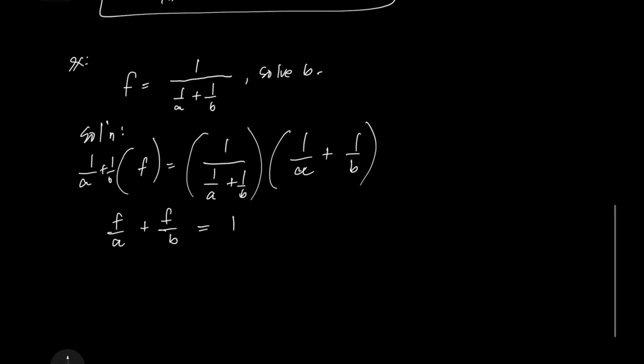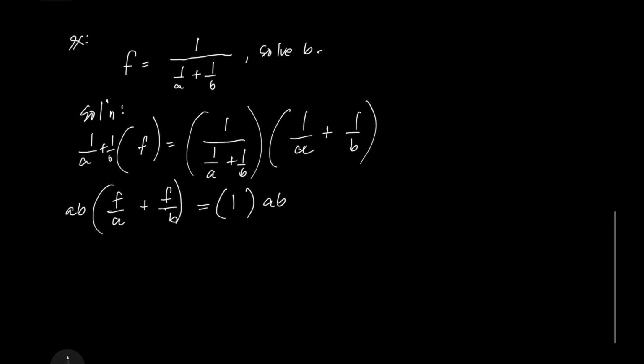So next, you can multiply by the denominator, which is ab, or you can multiply a first, then b first, the one that we did a while ago. So we can have fb plus fa equals ab.